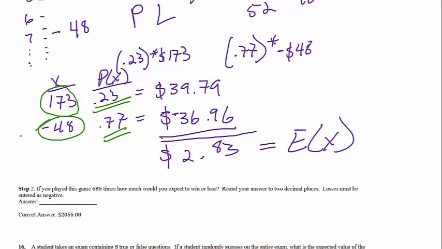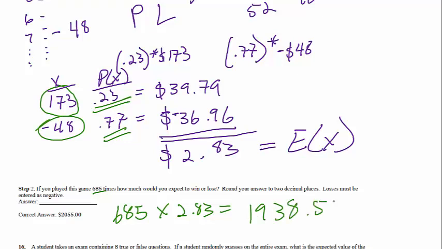So this is one of those games where you have to play it many, many times in order to win a lot of money. The odds of you winning one time are low, but when you do win, you actually win a lot. So the next question makes a lot of sense. If I play this game 685 times, how much would you expect to win or lose? Well, 685 turns times the expected value, or 2.83, is equal to 1938.55. And I think this is a rounding issue.